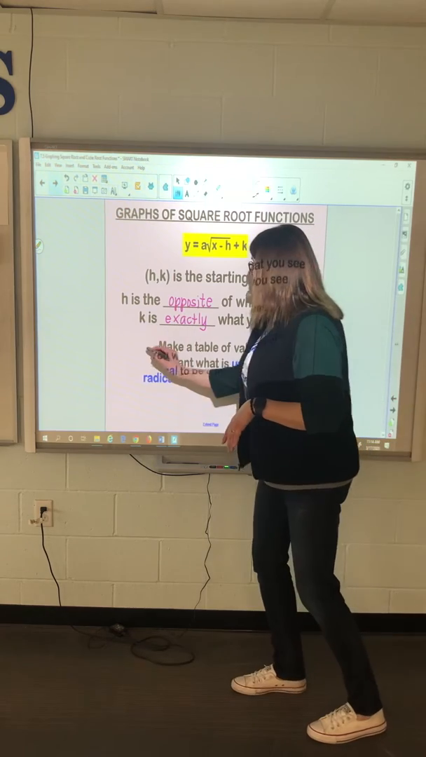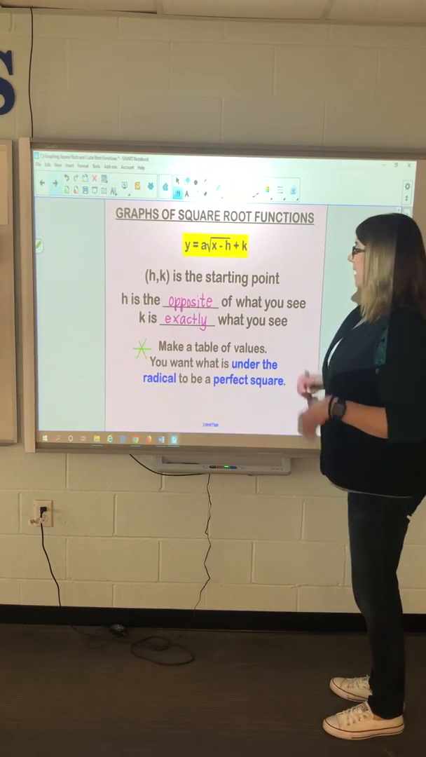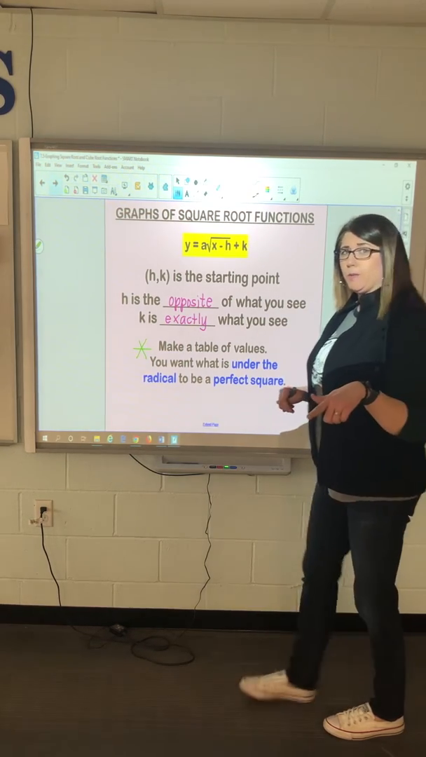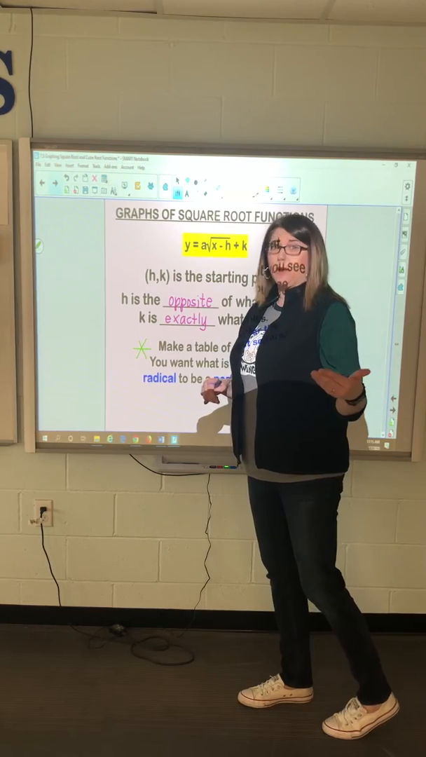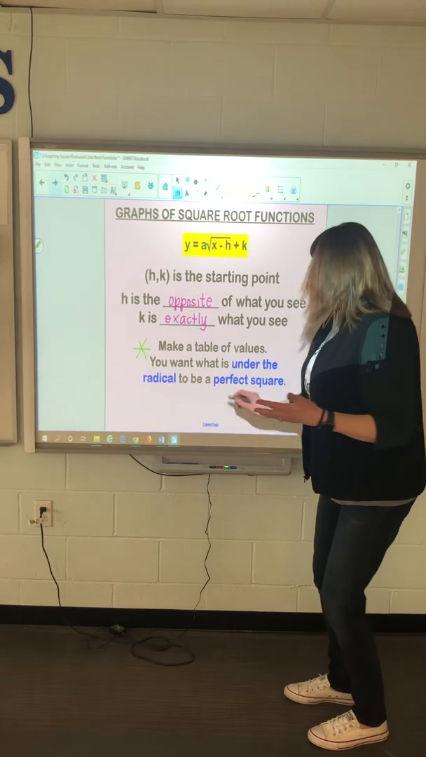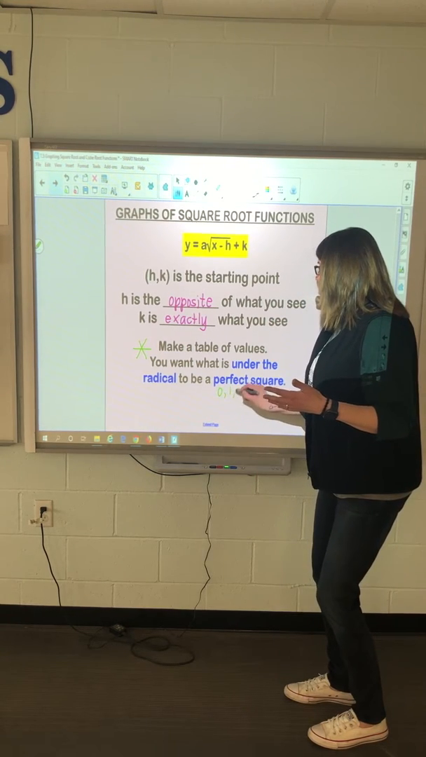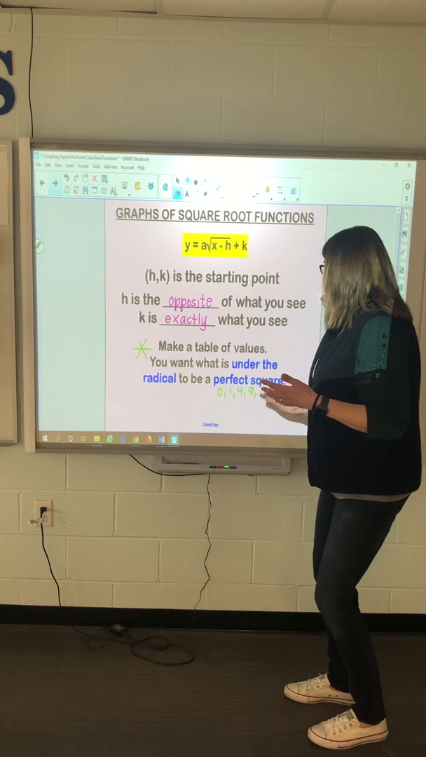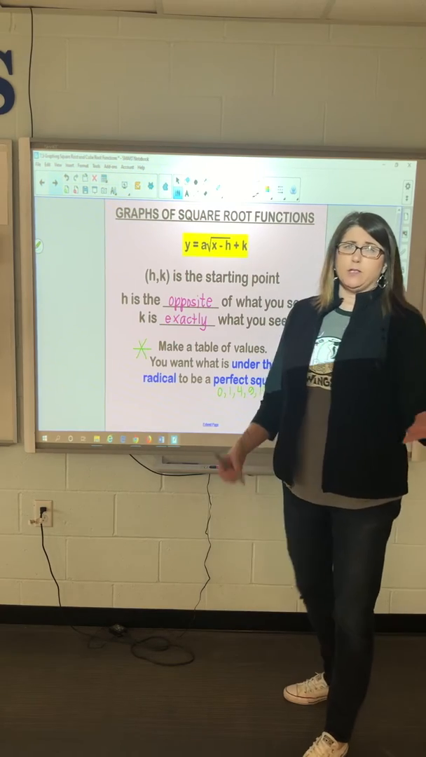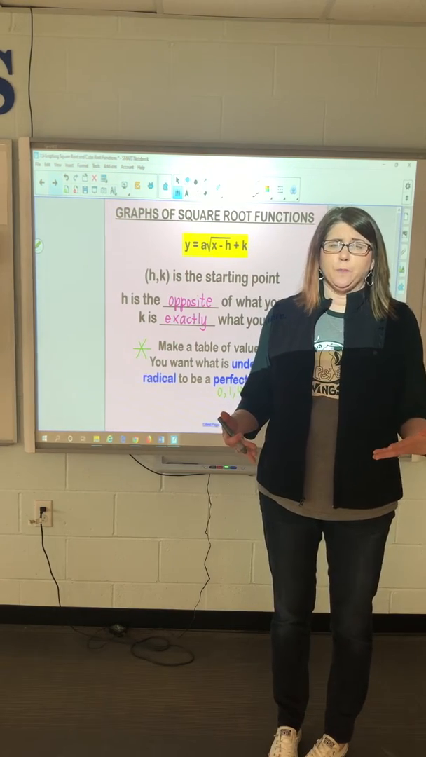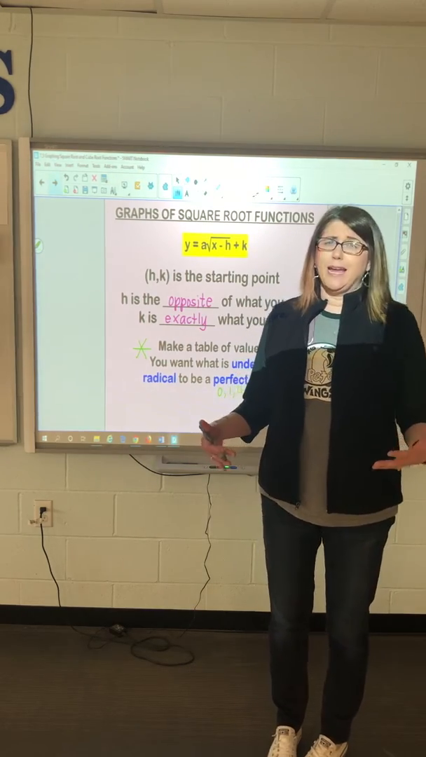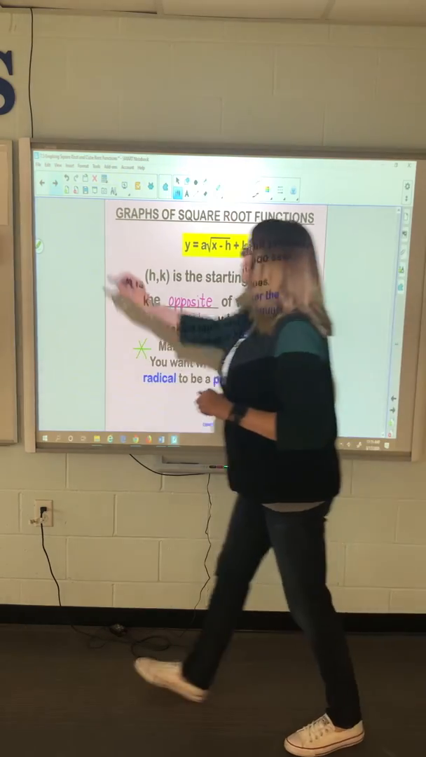Other thing to note, it says make a table of values, which we just said. It says you want what's under the radical. Remember I used that word radicand earlier. So you want the radicand to be a perfect square. And remember we've talked about perfect squares. 0 is a perfect square. 1 is a perfect square. 4 is a perfect square. 9 is a perfect square. 16, 25. Those are all examples of perfect squares. So we want that value underneath the radical to represent a perfect square. Why? Because then we don't need a calculator. We can figure it out in our heads because we know what those perfect squares are equal to.